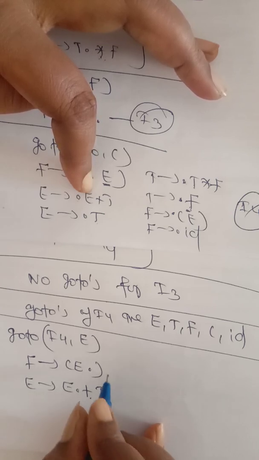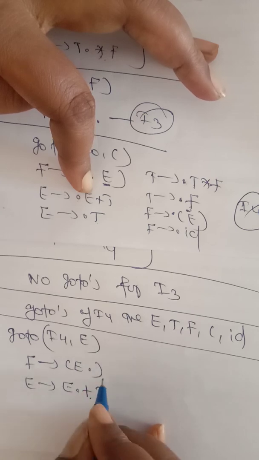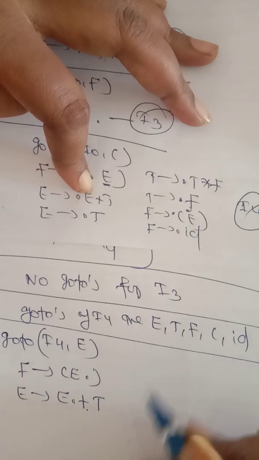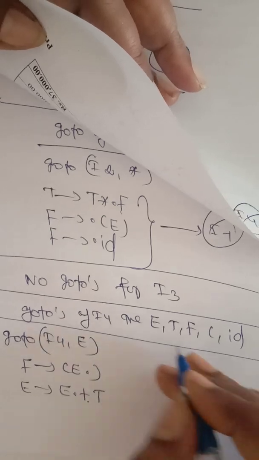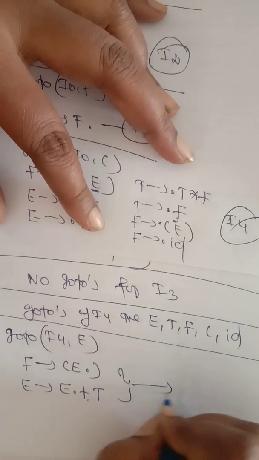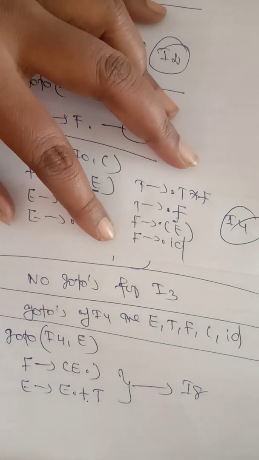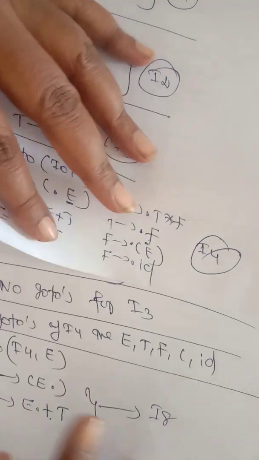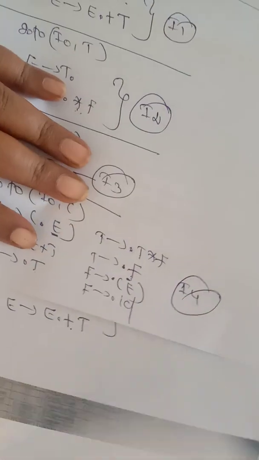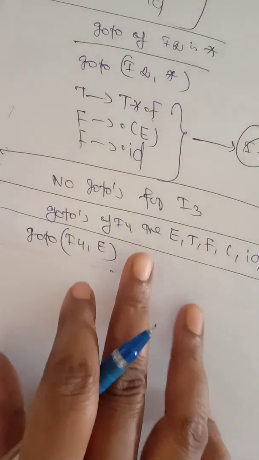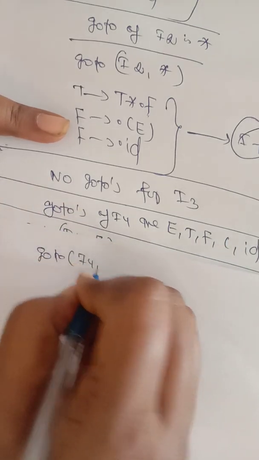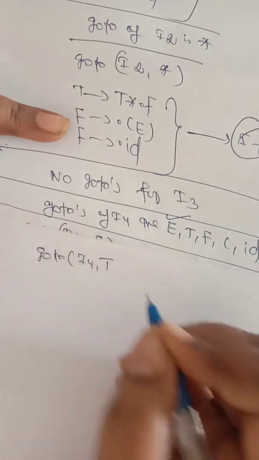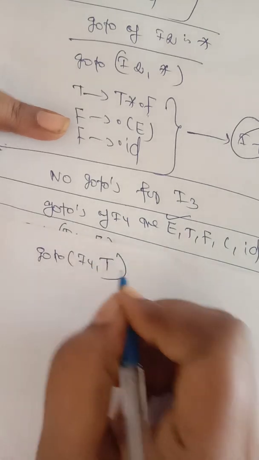Next check these two productions with the available set, whether it is matched or not. Okay, it is not matched. So give new name to these two, that is I8. Then apply goto of I4 comma E is over. Next we have to apply T. Goto of I4 comma T.